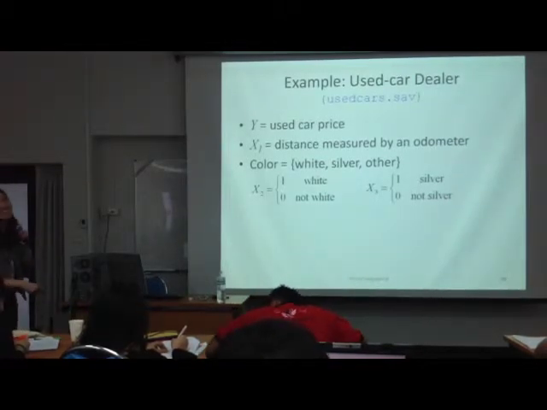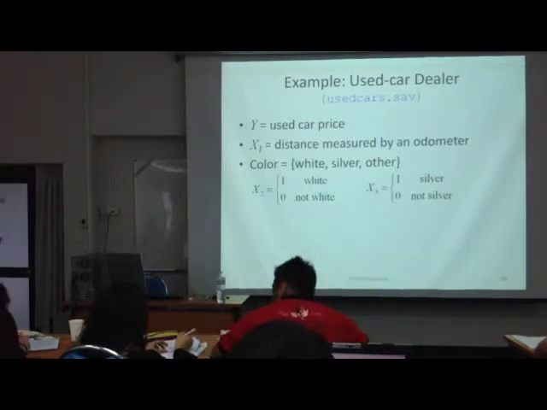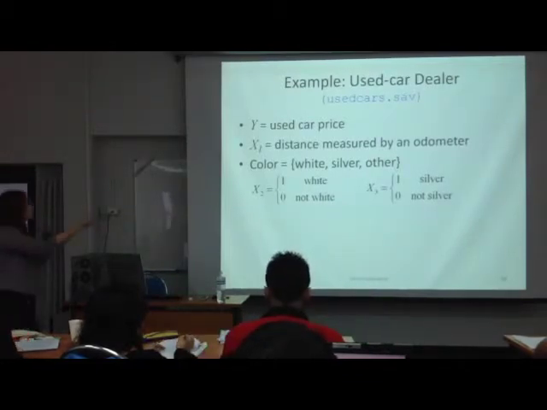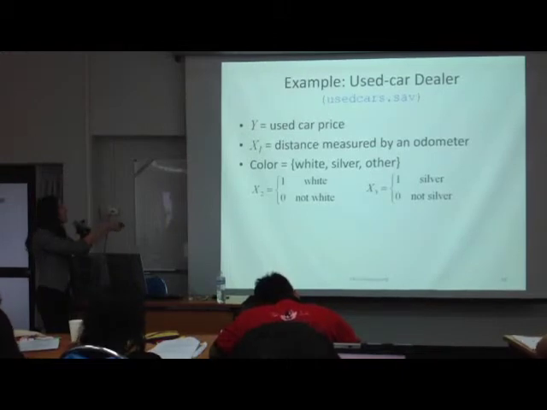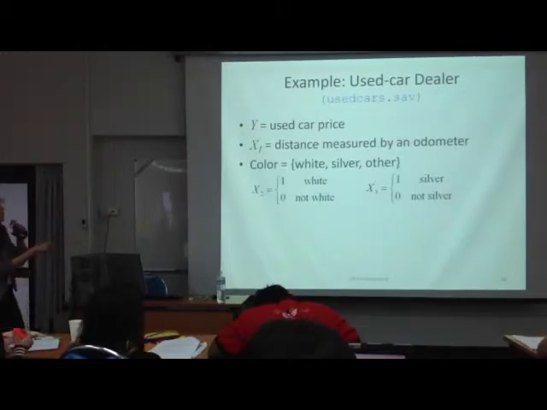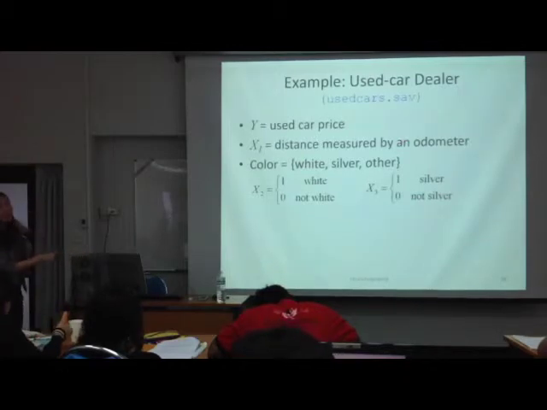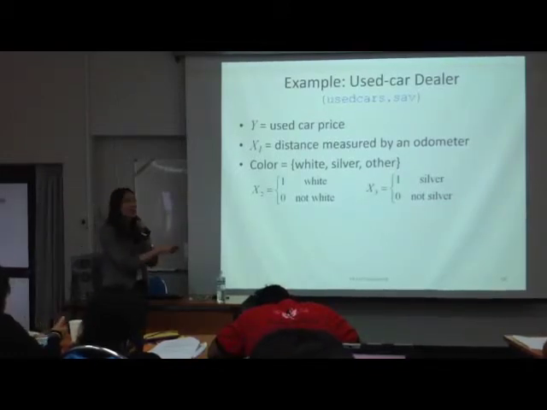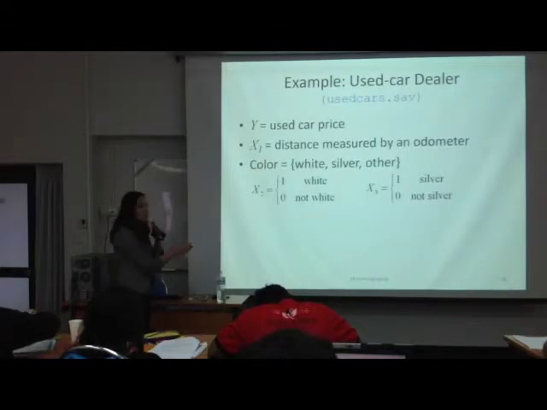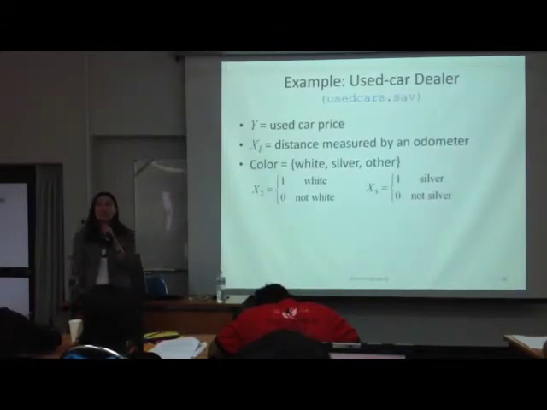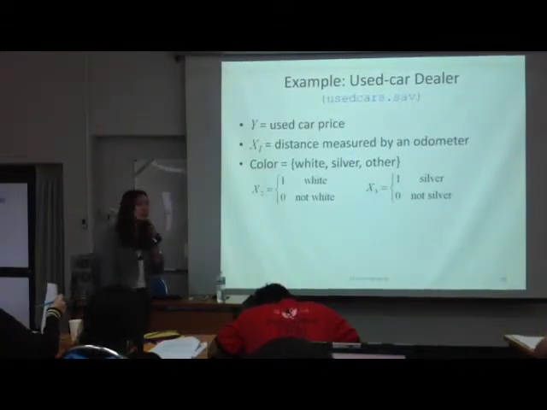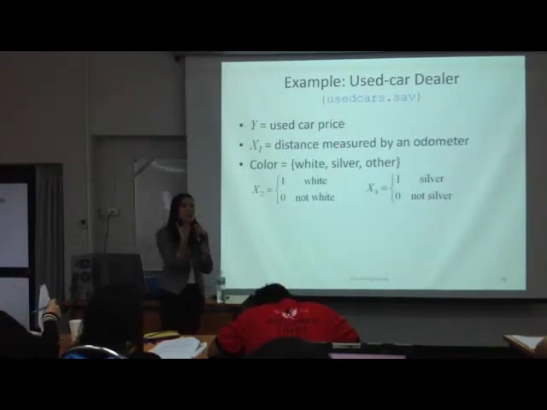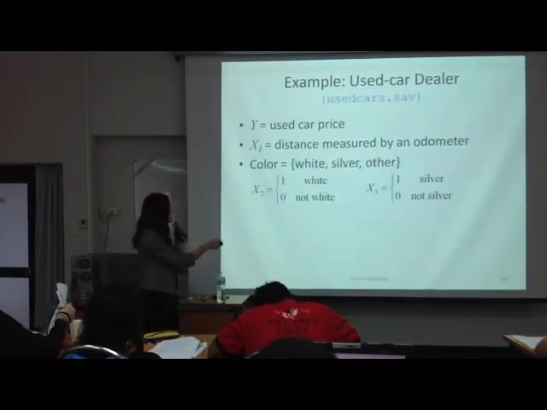And another example is a used car dealer. Okay? So y is the used car price, x1 is the distance measured by an odometer, and then we have color to be white, silver, and other. Okay? So x1 is a quantitative variable, but color is not, right? Color is a nominal variable, and it has 3 classes.